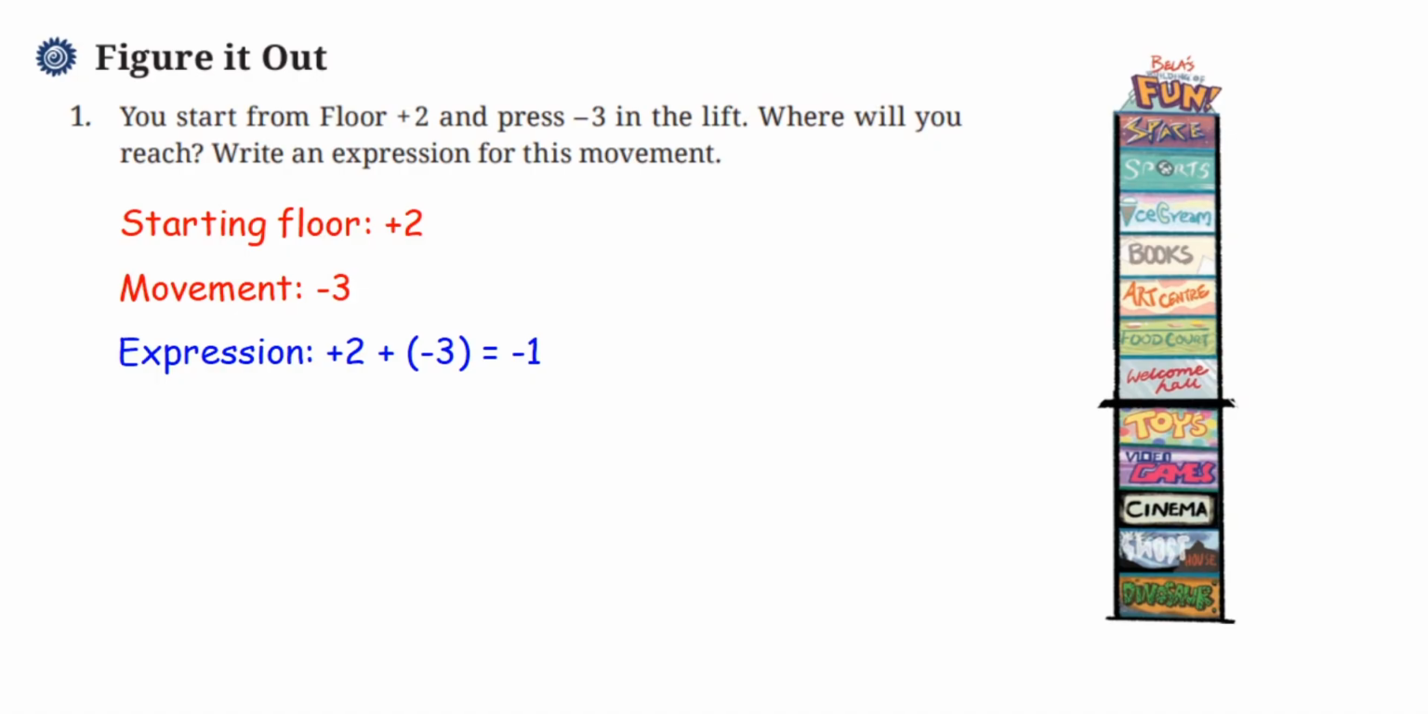You can also use a number line. If you don't have a picture, that's fine. You can use a number line and mark 0 as your ground floor, and all the floors above it will be with a plus sign and all the floors below it will be with a negative sign.